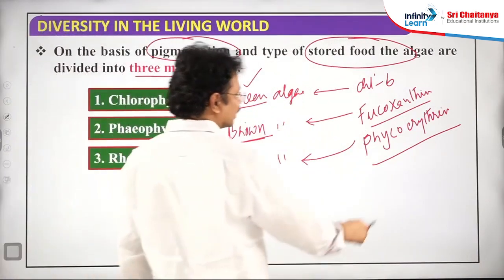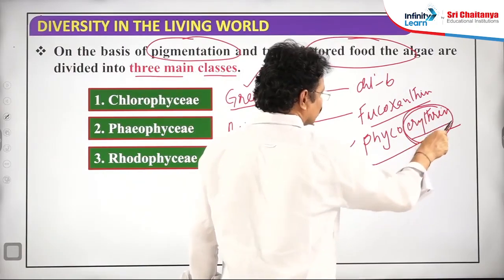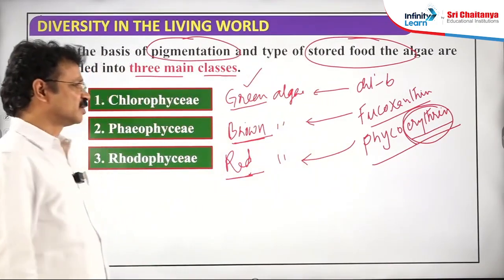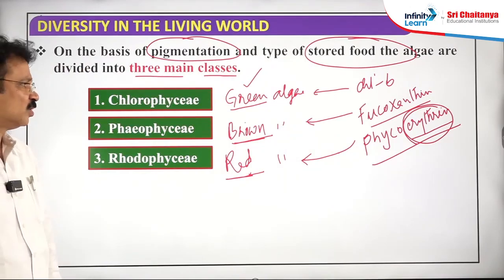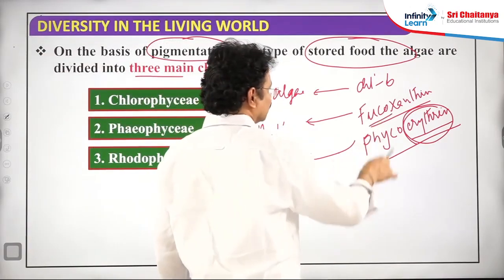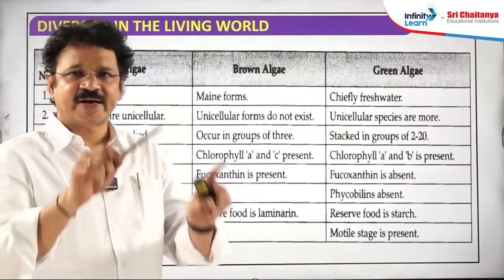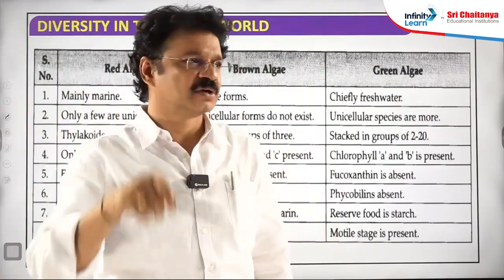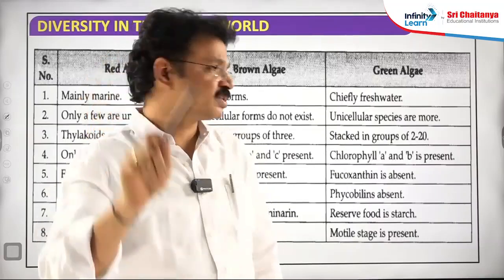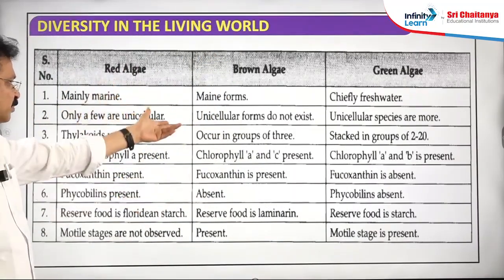For easy remembering, you have to observe this terminology here. Erythrocytes, red blood cells. Red. Fuco, brown. Chlorophyll B, green coloration. In the last class, you started the comparative accounts. Already you made a 3-column table and wrote the first point, that is the types of pigments. Continue, and you have to note down the remaining points also.